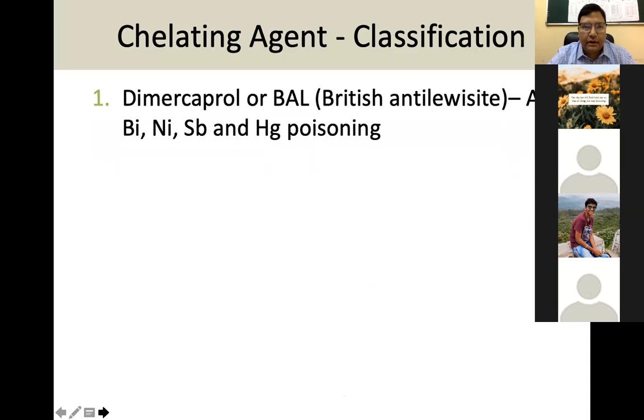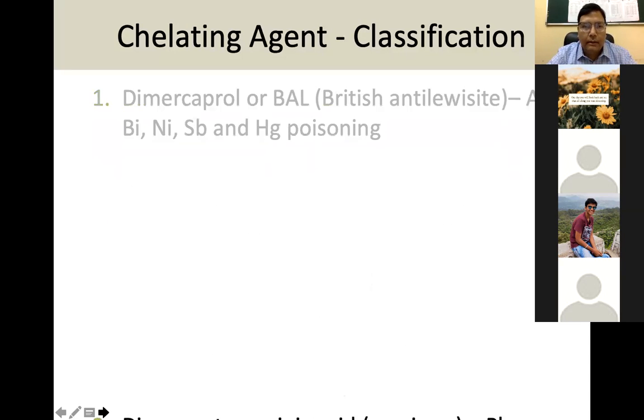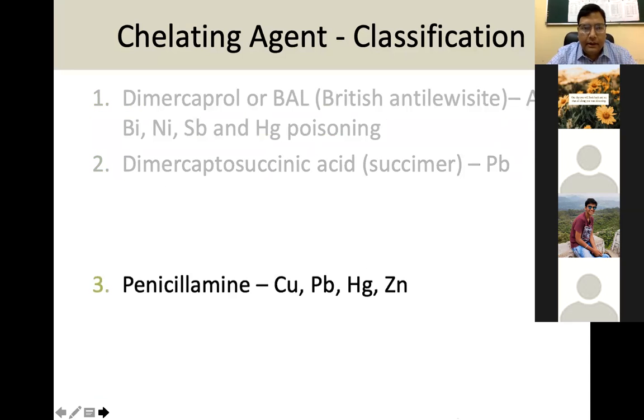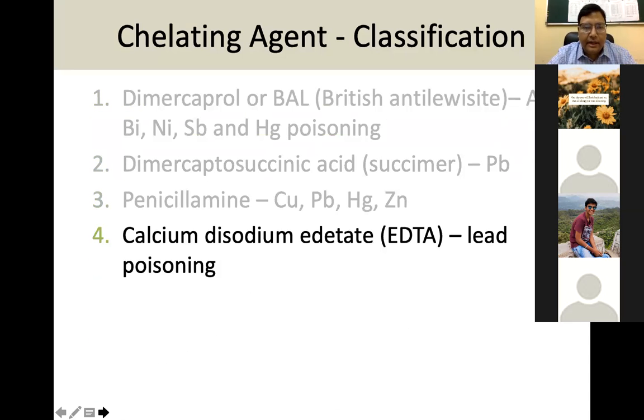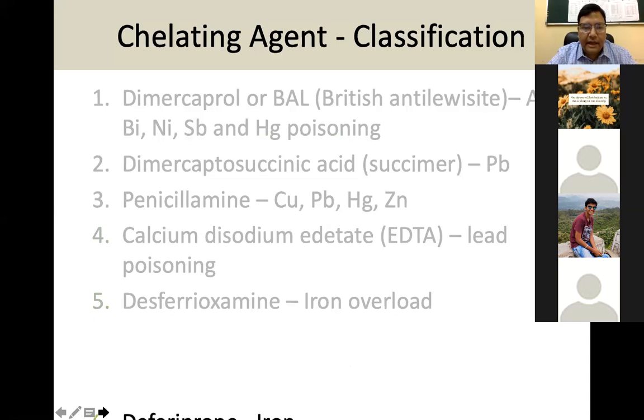I have talked about dimercaprol, succimer, and penicillamine. So I will be continuing with disodium edetate, desferrioxamine, and deferiprone. These chelating agents I am going to talk about today. Then I will be talking about the common drugs the patients come with poisoning with, and how we are going to manage such patients. And the third part will be snake and scorpion poisoning, and how we are going to manage such patients.